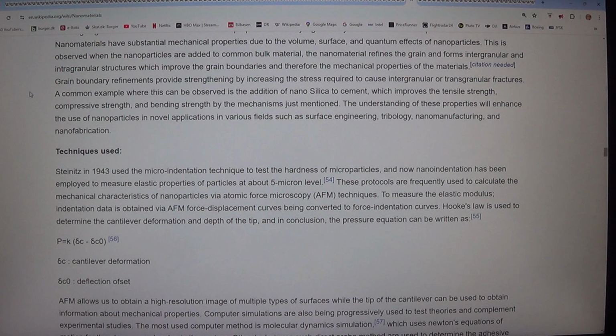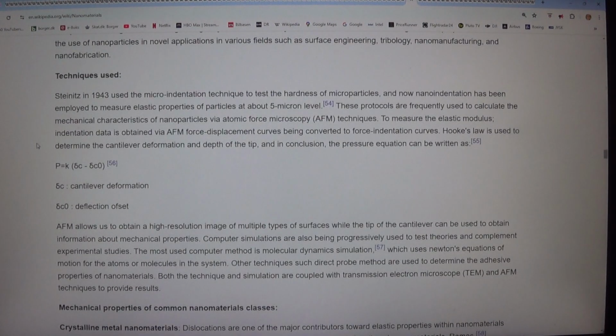the mechanisms just mentioned. The understanding of these properties will enhance the use of nanoparticles in novel applications in various fields such as surface engineering, tribology, nanomanufacturing, and nanofabrication. Techniques used. Steinitz in 1943 used the microindentation technique to test the hardness of microparticles, and now nanoindentation has been employed to measure elastic properties of particles at about 5 micron level.